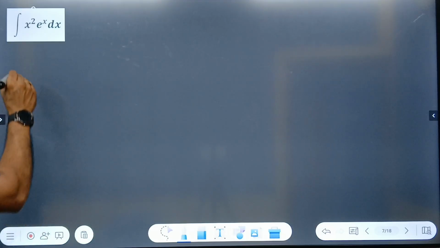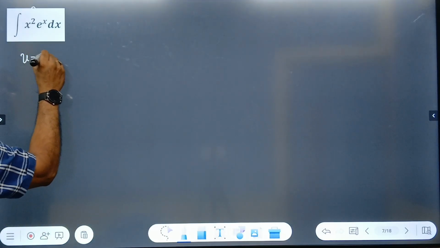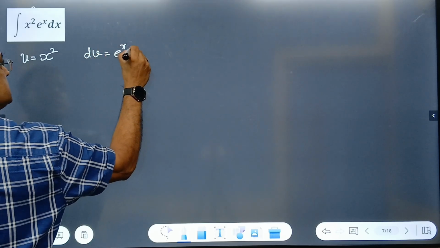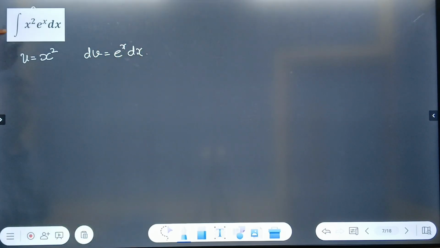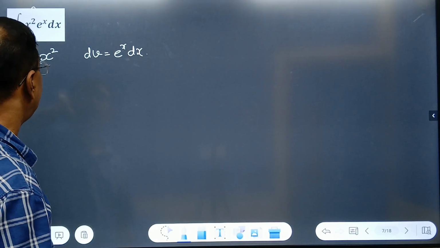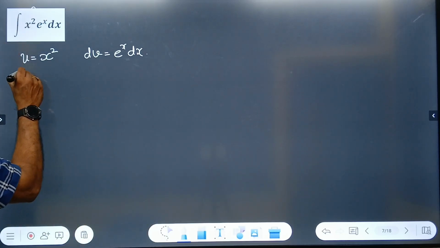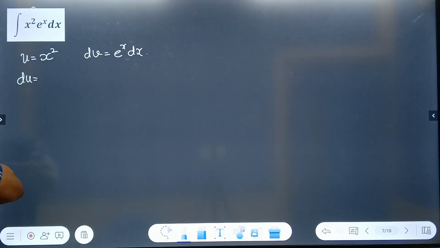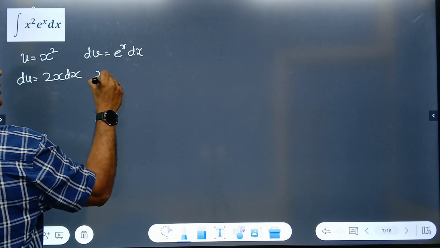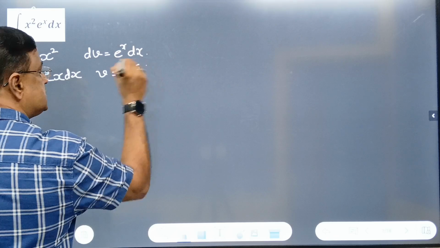In this problem, u is equal to x square and dv is equal to e power x dx, because x square is an algebraic function, e power x is an exponential function. In ILATE, algebraic function comes first, then only exponential. Therefore, I take u as x square. Now, what is du? Du is 2x dx, and what is v? V is e power x.